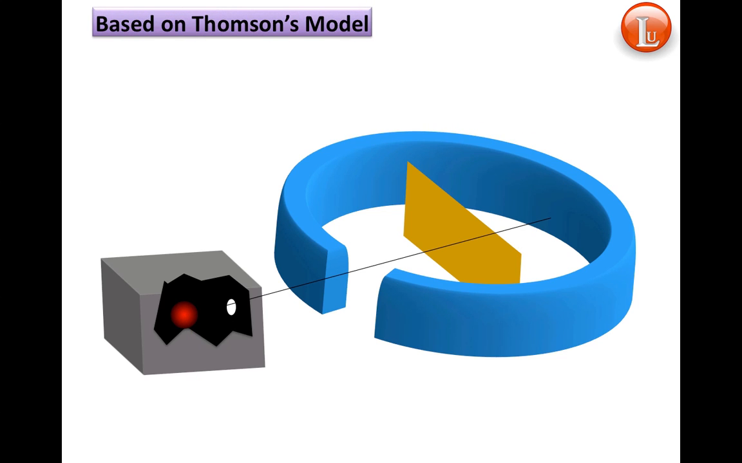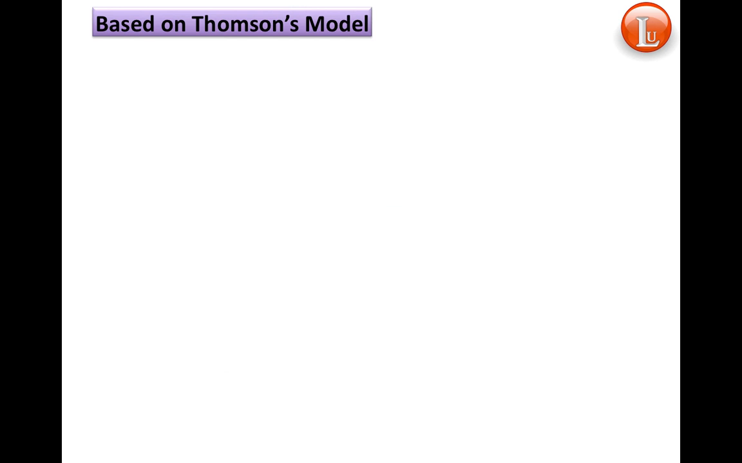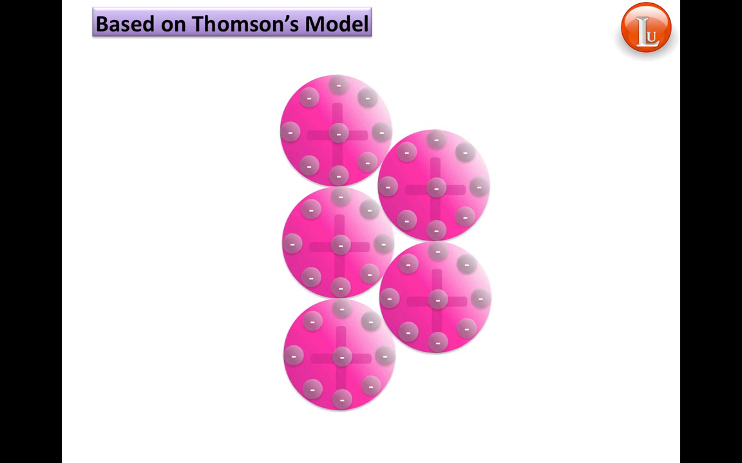Rutherford expected that almost all the alpha particles should pass through without deflection if Thomson's model was correct. This was because in Thomson's model, the positive charge was dispersed throughout the atom. Therefore, the electric field necessary to deflect the alpha particles was not available.